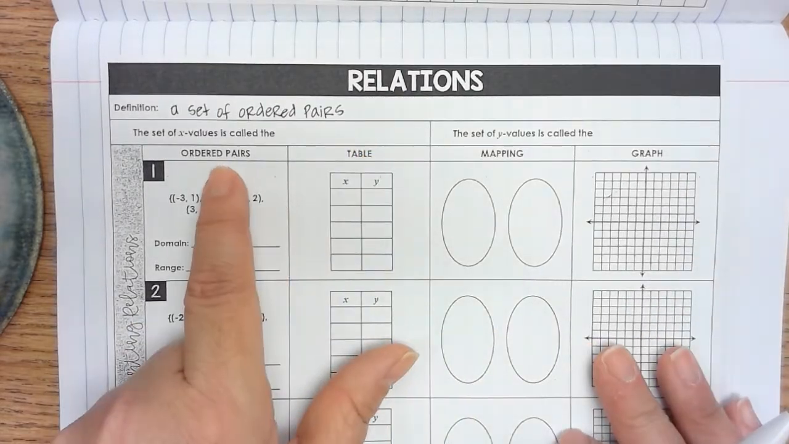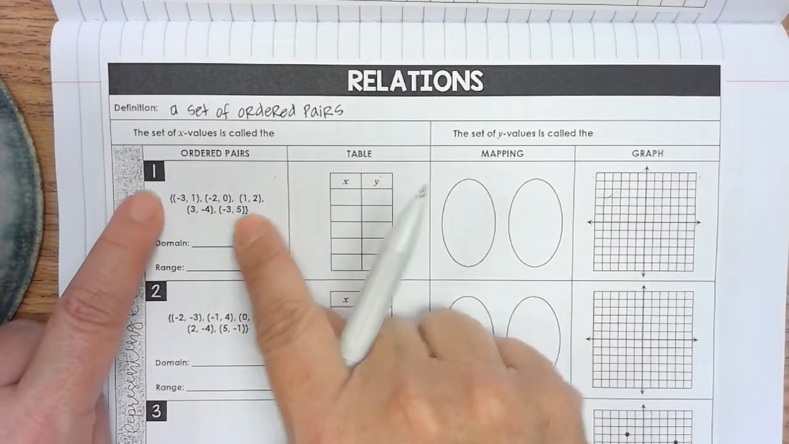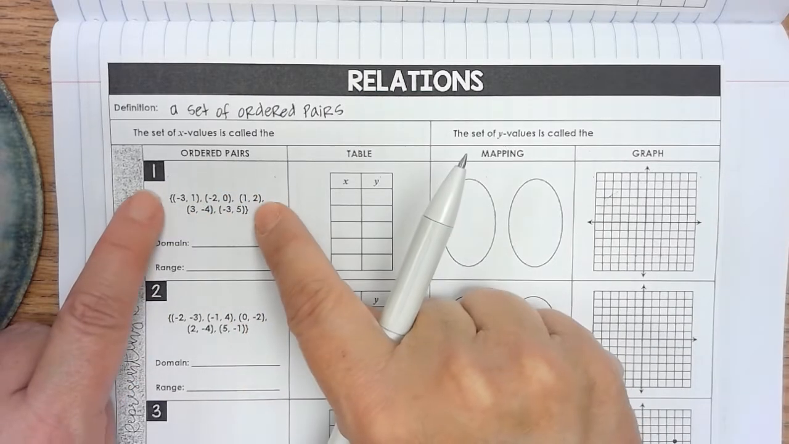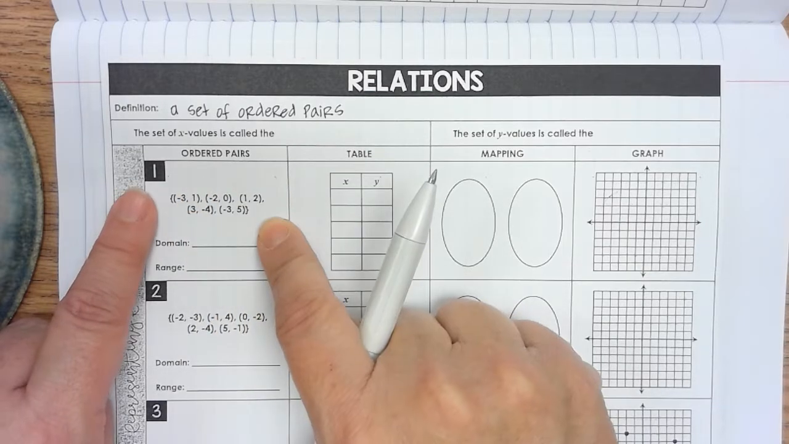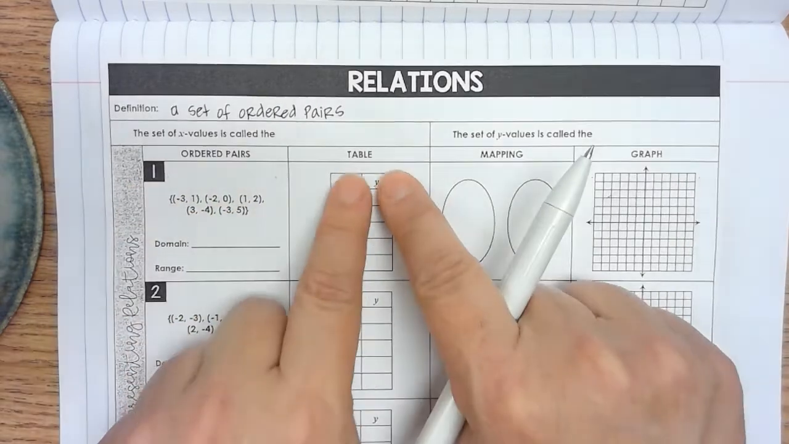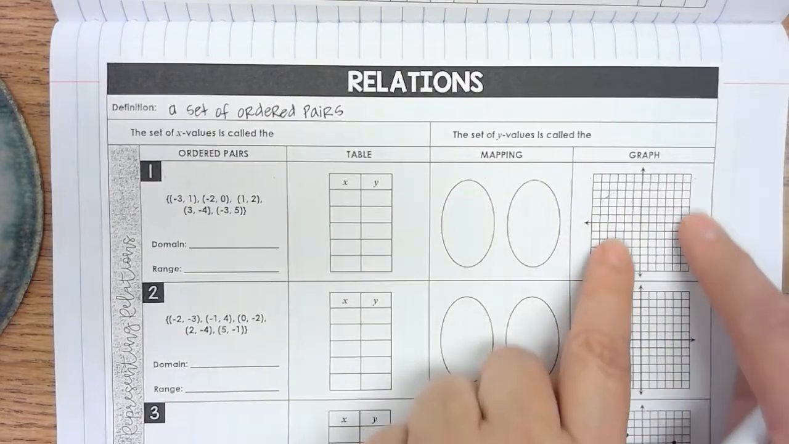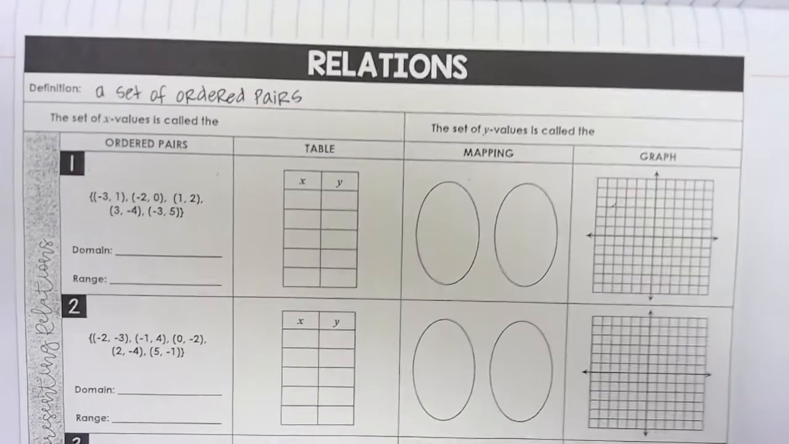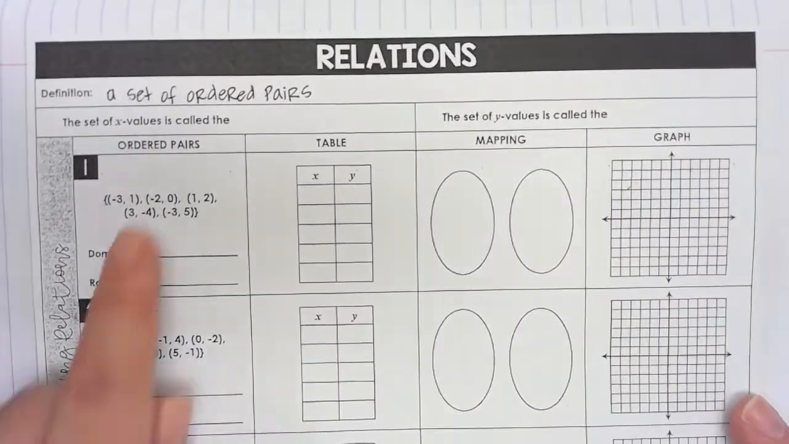You can show them as a set of ordered pairs. Notice that between the ordered pairs there's a comma to separate them, and at the beginning and the end there are braces. That's how you show that they go together, that they're a set. You can also show them in a table, in something we call a map, and on a graph. So we're going to take our relations and represent them in the 4 different ways.